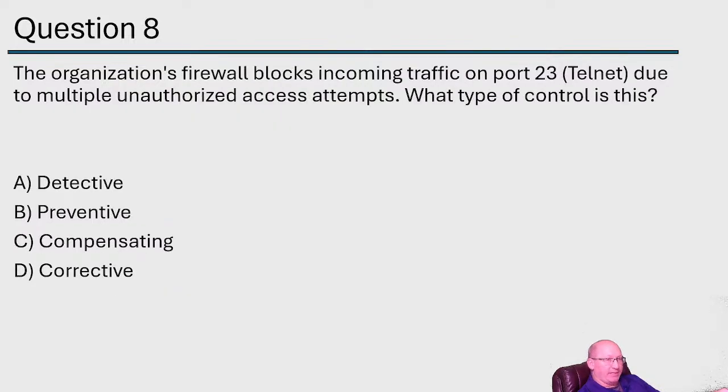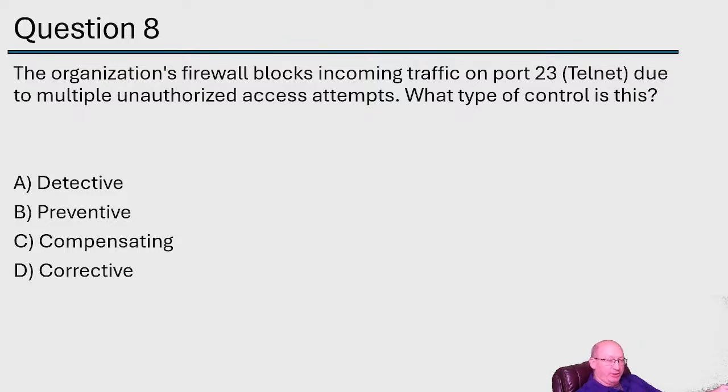All right, number 8. The organization's firewall blocks incoming traffic on port 23 telnet due to multiple unauthorized access attempts. What type of control is this? What do you think? We have detective, preventive, compensating, and corrective as our possible answers on this one.